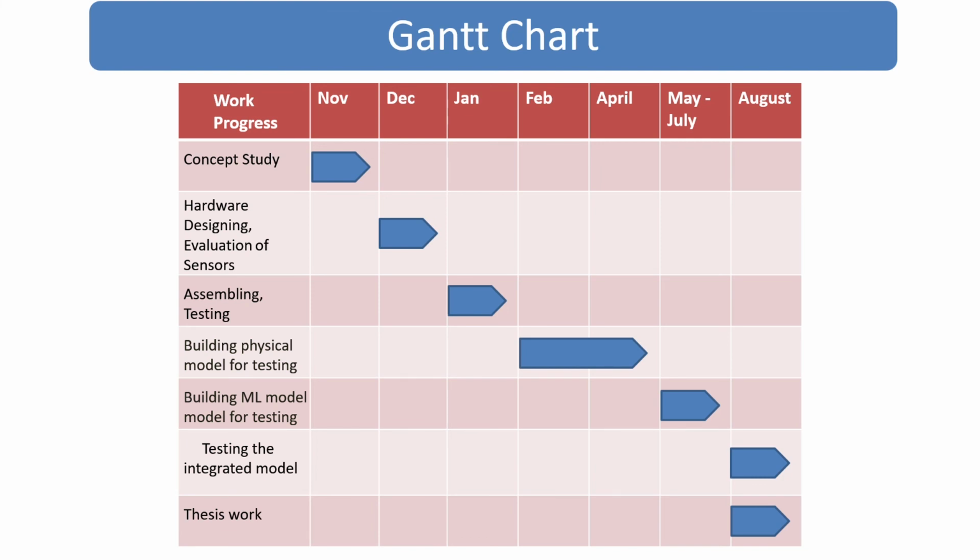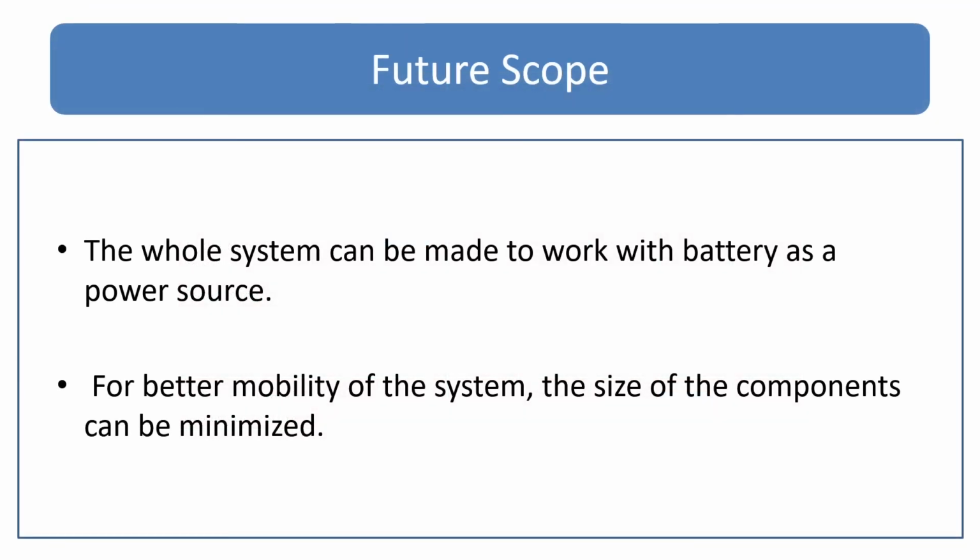Here's a Gantt chart of our project, and as it's the month of August, we are at the end of our project. Now let's see some of the future scope of the project. For the time being, we are using our laptops as the power source, and in future, the whole system can be made to work with a battery as the power source. And for better mobility, the size of the components of the system can be minimized.